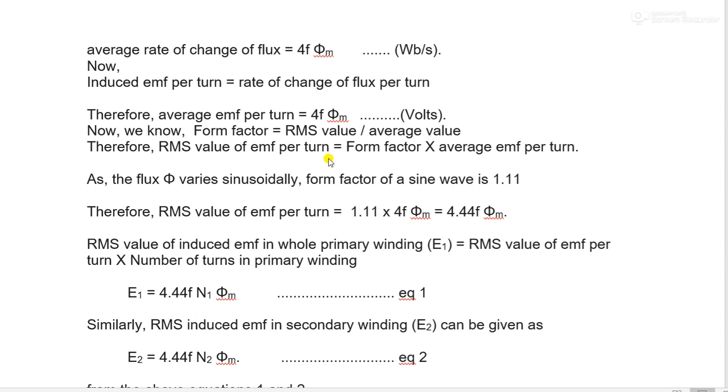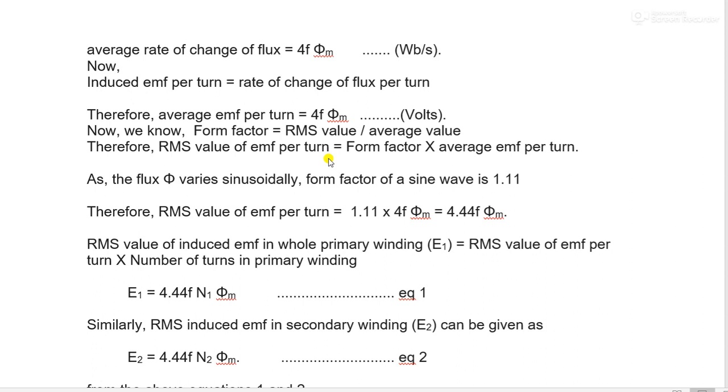Now, we know form factor is equal to RMS value divided by average value. That is the formula for form factor. Therefore, RMS value of EMF per turn is equal to form factor times average EMF per turn. As the flux phi varies sinusoidally, the form factor of a sine wave is constant, 1.11. Therefore, RMS value of EMF per turn is 4f phi m multiplied by 1.11, which results in 4.44 f times phi m.